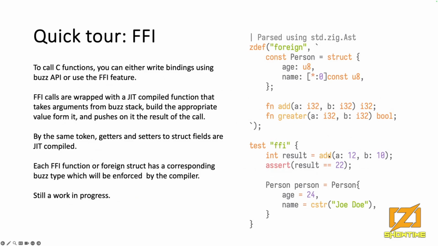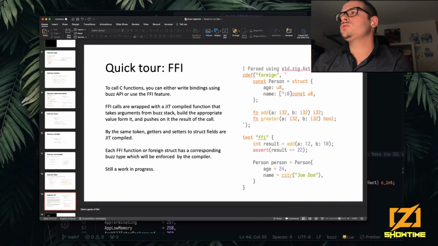Then in Buzz, you can call those functions like any Buzz function, and you can instantiate structs like you would an object. What happens here, like I said before, is that the just-in-time compiler is going to generate a function which does the binding for add and greet here. And it's going to do the same here: generate a getter and a setter for the field age and another one for the field name. This feature was quite fun to work on. It's still a work in progress, but I'm going to show you what it can do.